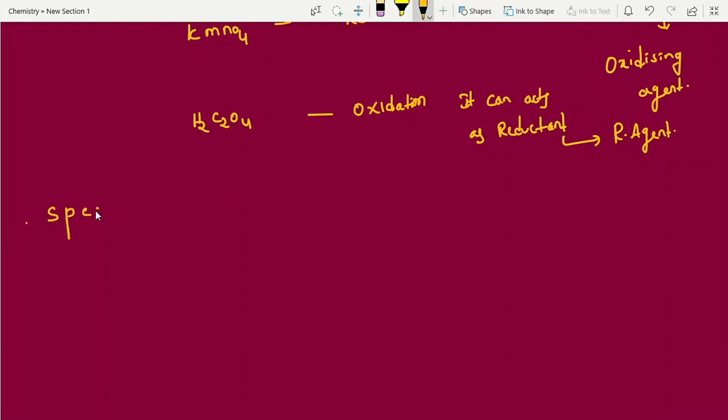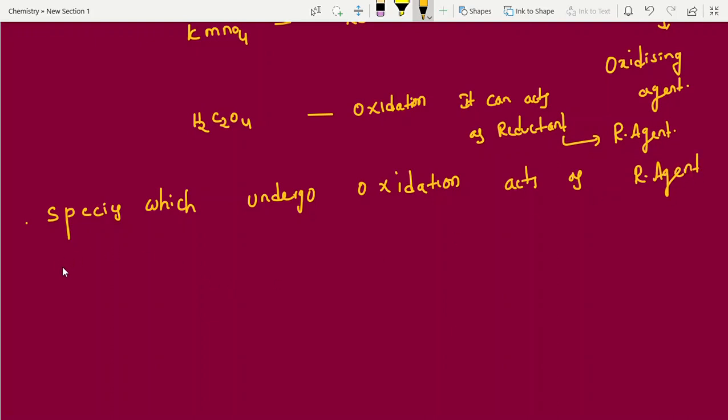Species which undergo oxidation, acts as reducing agent. Okay, species which undergo reduction acts as oxidizing agent. Okay, above example only I can show everything. Don't confuse here.